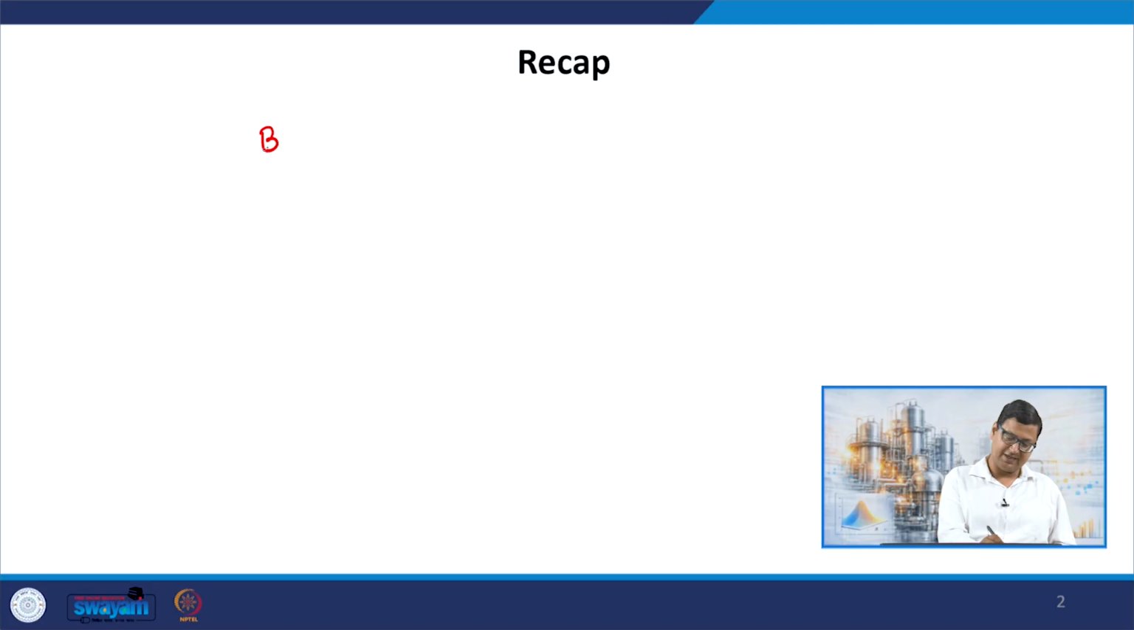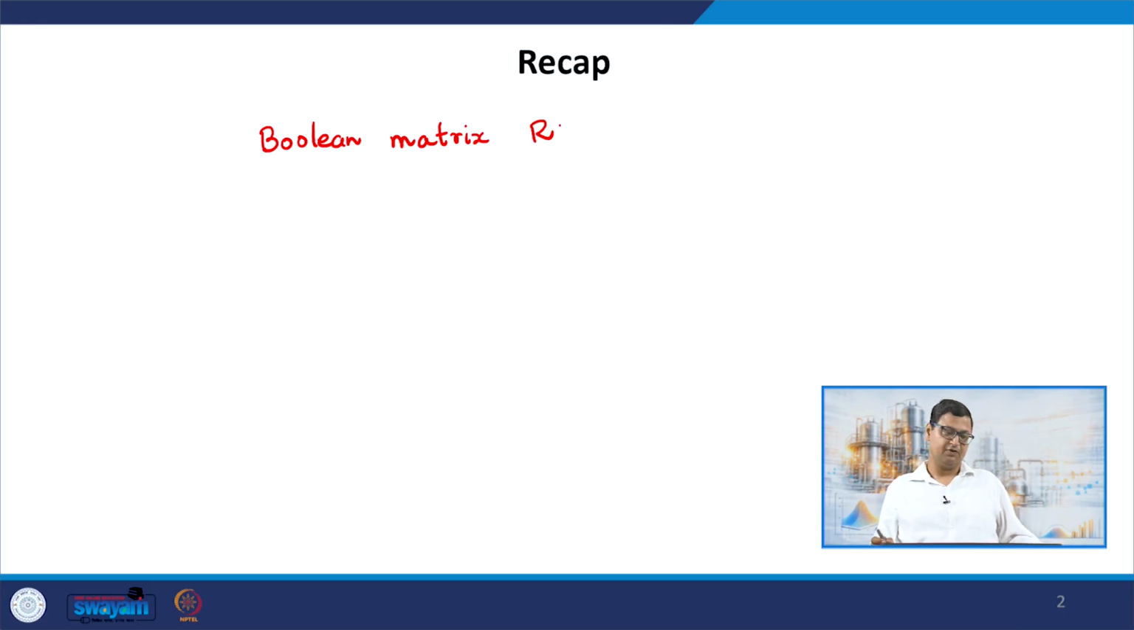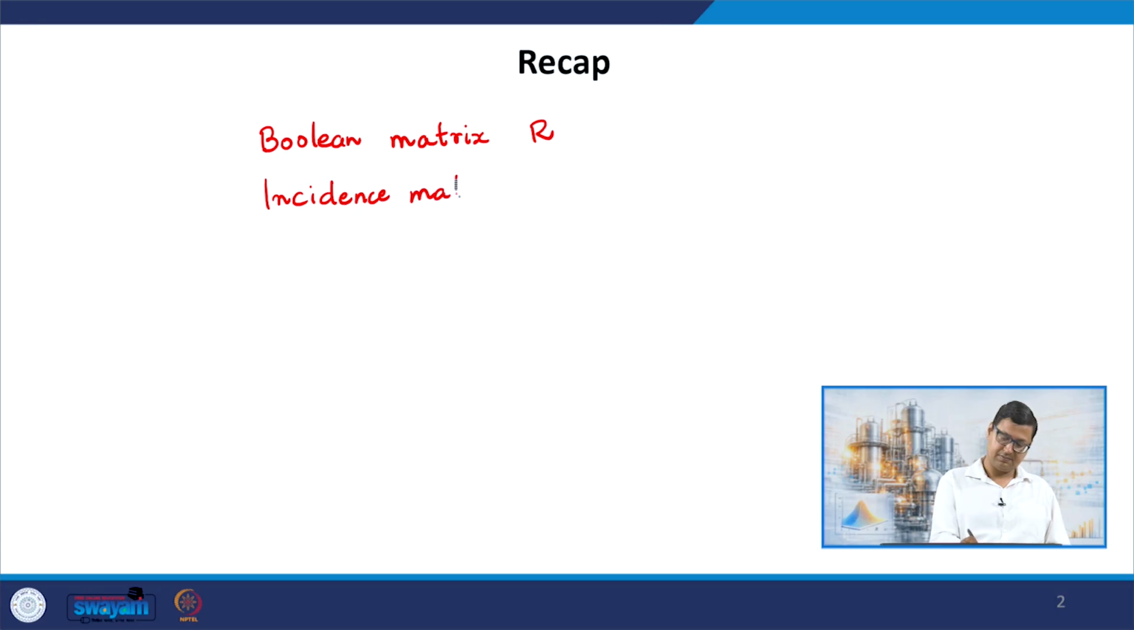In the last week, we started talking about graph theory. We discussed various notions of graph theory such as the Boolean matrix R that basically tells me the connectivity between different vertices. We also discussed the idea of the incidence matrix M that basically tells me the information regarding the edges that connect the different vertices.